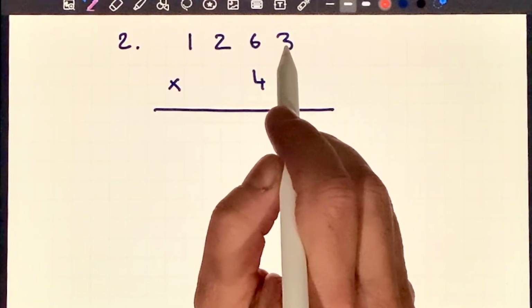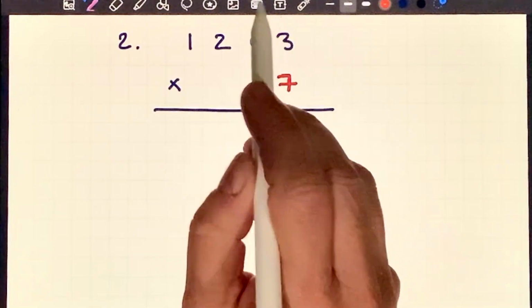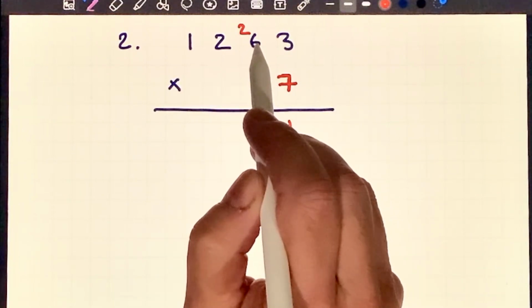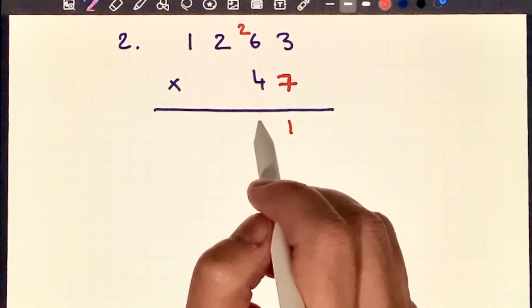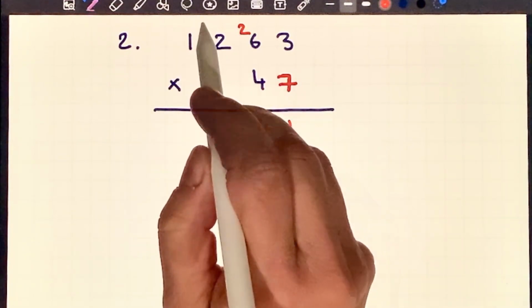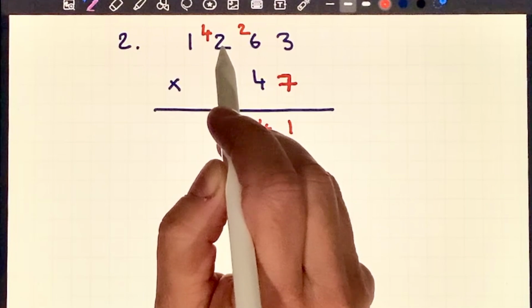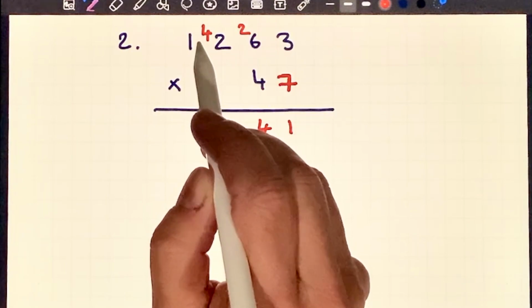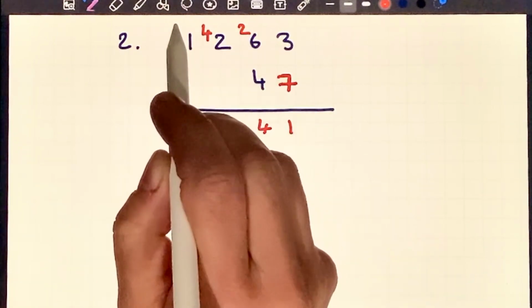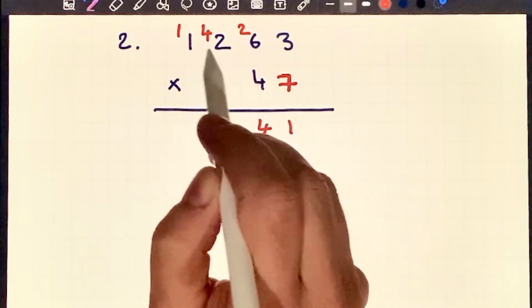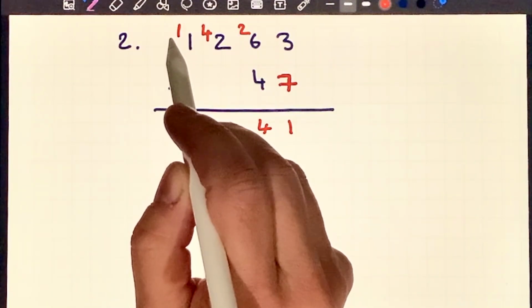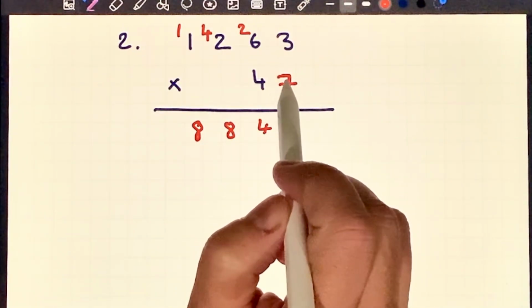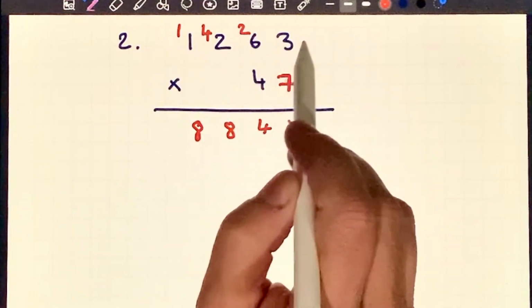So 7 times 3 is 21, so 1 carry 2. 7 times 6 is 42, plus 2 is 44, so 4 carry 4. 7 times 2 is 14, plus the 4 that we carried makes 18, so 8 carry 1. And 7 times 1 is 7, plus the 1 that we carried makes 8. Okay, so that is my 7 multiplying everything.